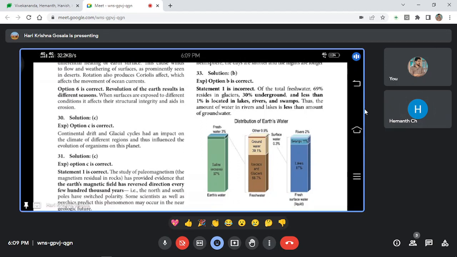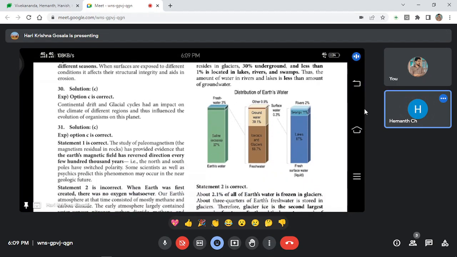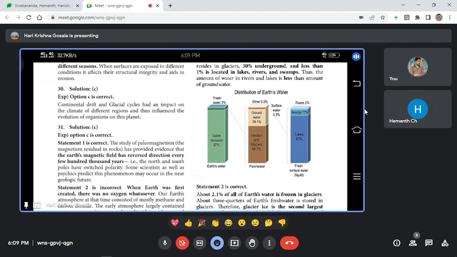Of the total fresh water, 69% resides in glaciers, 30% underground, and less than 1% is located in lakes, rivers, and swamps. Thus, the amount of water in rivers and lakes is less than the amount of groundwater. Earth's water: saline oceans 97%, fresh water 3%, groundwater 30.91%, ice caps 68.7%. Fresh surface water, lakes.